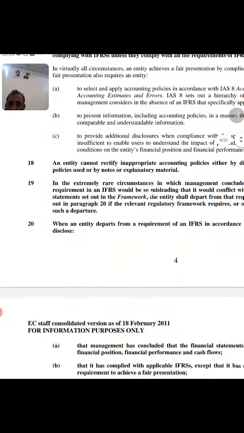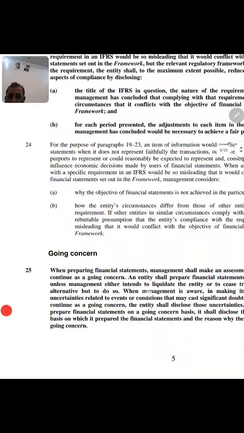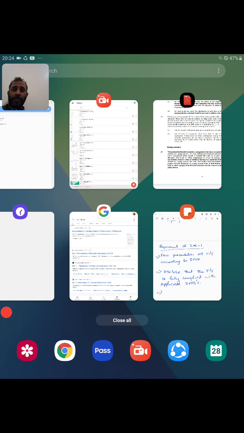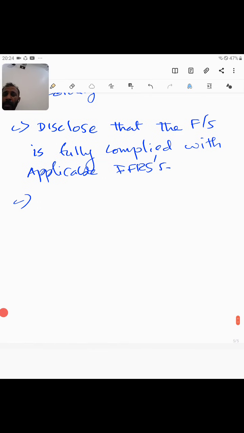And then the IAS also discusses certain accounting concepts. Now, when we are preparing financial statements, the financial statements are prepared on one basis. That basis is that we prepare financial statements on a going concern basis.